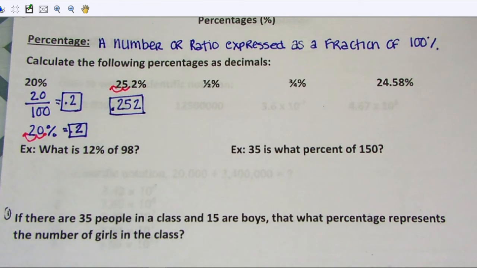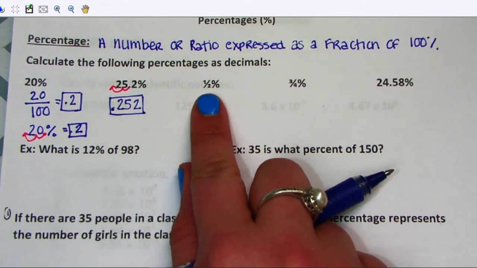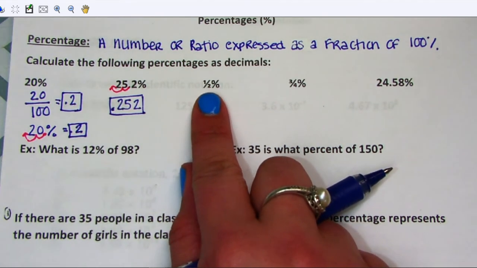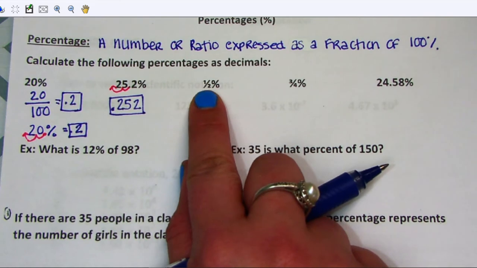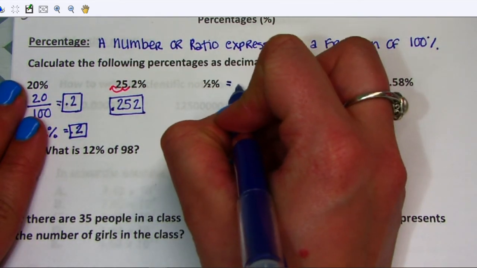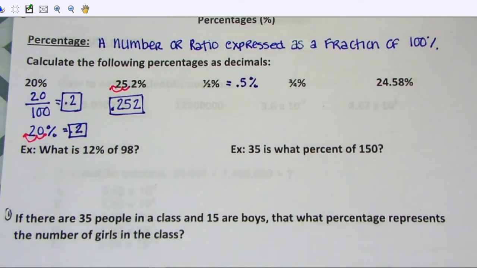Now, one thing to be careful of, 0.5%. Okay, it's very easy to think 50. A lot of the times when we see a half, we think 50%. But this is not 50%, it's half of 1%. So anytime you're working with halves, it's very easy to put 0.5 or 50. In this case, it's 0.5%.